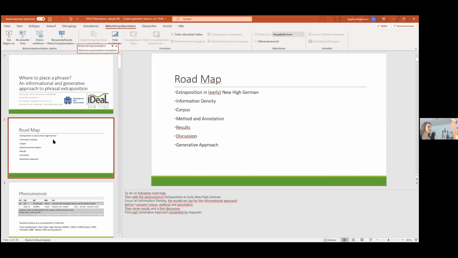First, I want to talk a bit about the phenomenon of extraposition in basically New High German, but from its very beginning. Before I present the model we use for our informational approach, which is information density, some words about our corpus, method, and annotation will follow before I can present the results and the first discussion. And the final part, the generative approach, will be presented by Augustin.